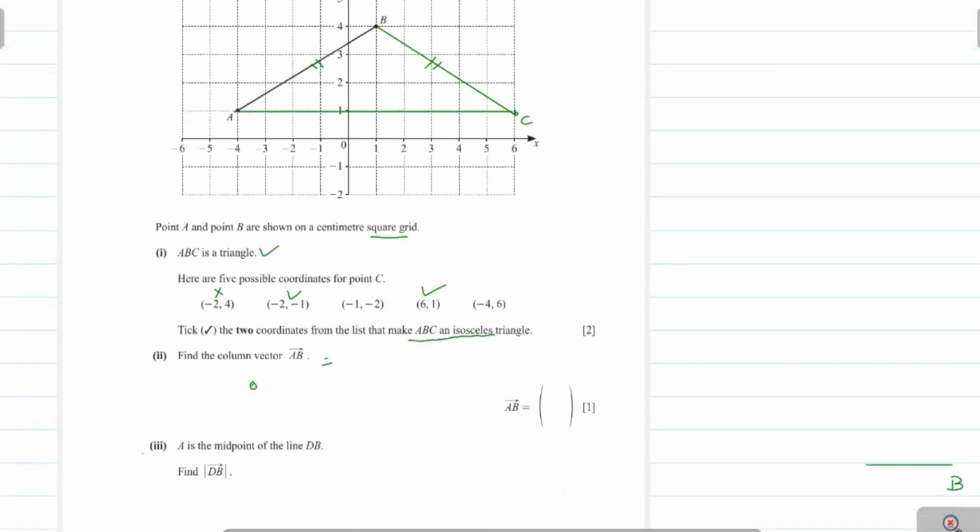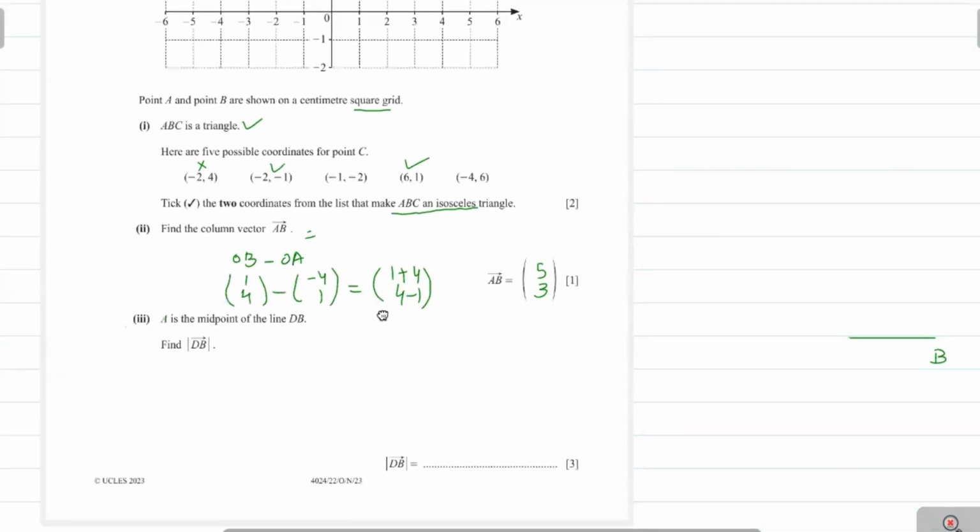Next, the second part: find the vector AB. The vector AB is equal to OB minus OA. Now, the OB column vector here is (1, 4), and for OA you see here the X coordinate is -4 and Y is 1. We write (-4, 1), and therefore this value will be equal to (1 plus 4, 4 minus 1), and this will be equal to (5, 3). This is the column vector of AB.